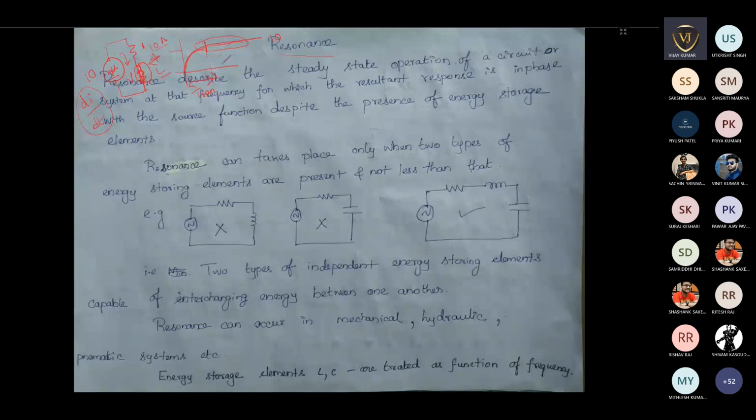So resonance is all about this steady state condition. We are going to read about steady state condition. Resonance will occur only in steady state operation. We are not talking about transient operation. Resonance is a condition which can operate in steady state in a circuit. For any resonant condition to occur, we need two things, that is, a minimum of two different storage elements.